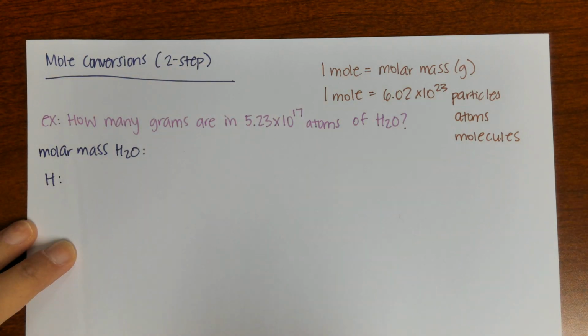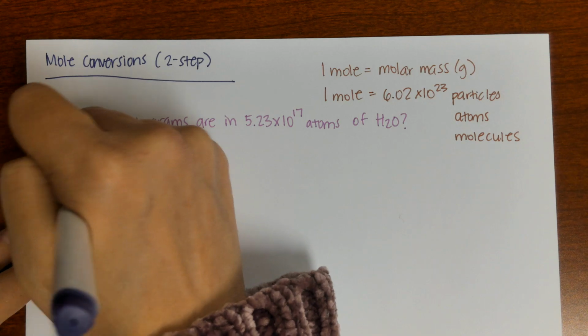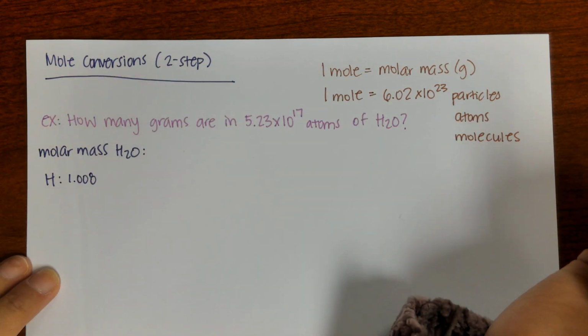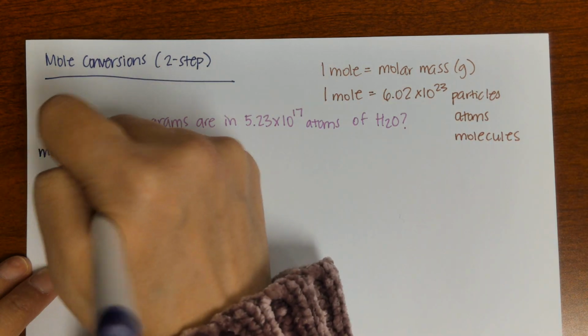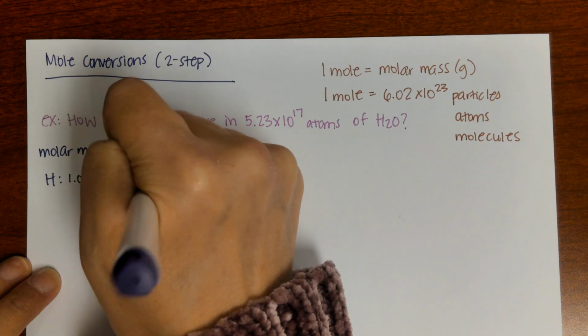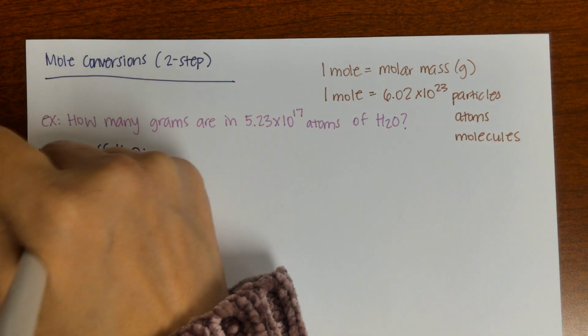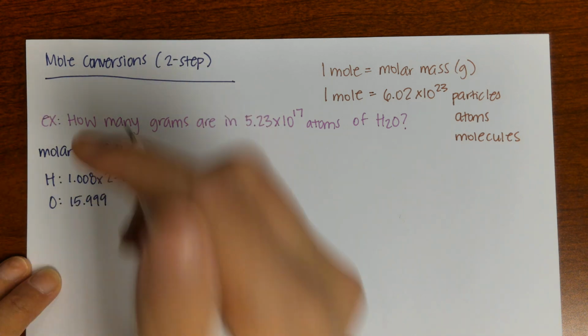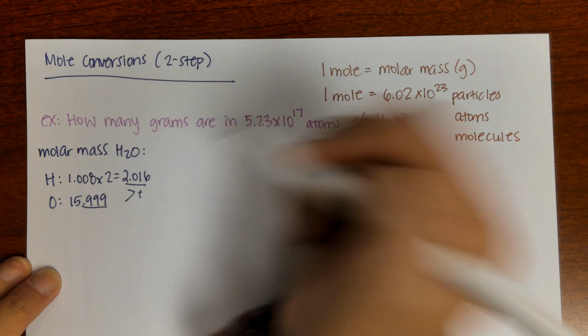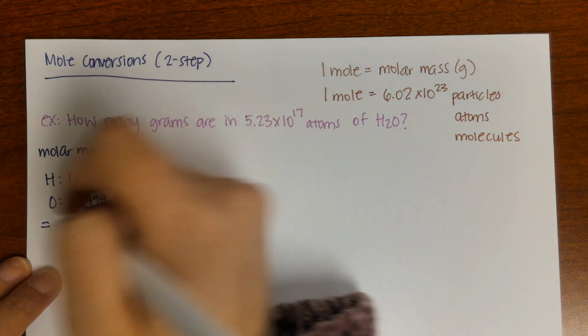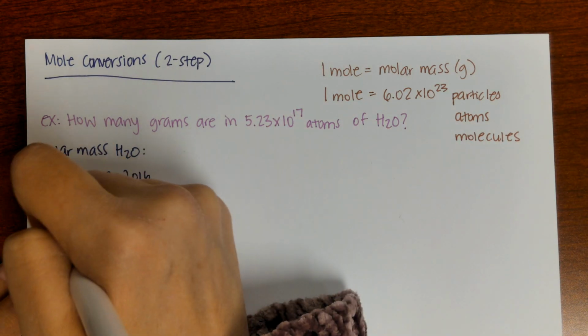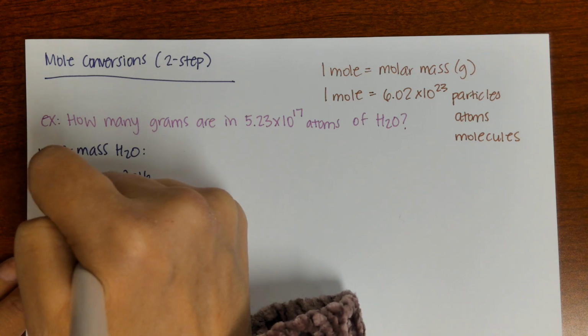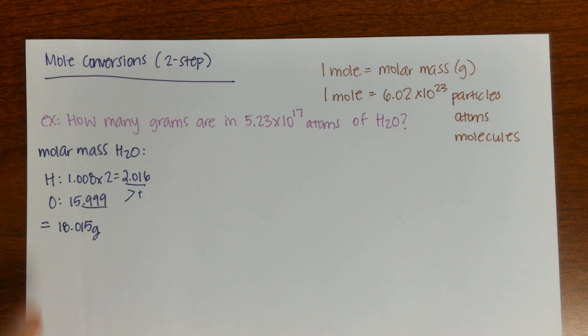Again, as a reminder, our hydrogen from the periodic table is 1.008, and there's 2 of them, so times 2 is 2.016, and then our oxygen is 15.999, and there's only 1, so that's all we need. Then we add them both together, so our final molar mass for water is 18.015 grams, and we're going to put that in our calculations in a little bit.